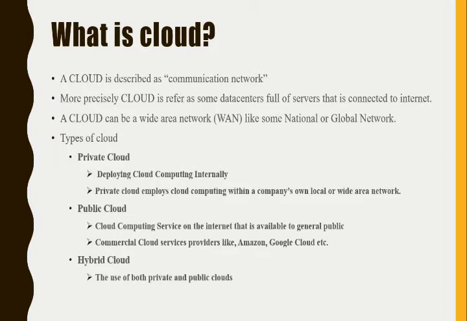The second type of cloud is public cloud. This is a cloud computing service on the internet and available to the general public. For example, millions of websites on the internet. There are many companies in the world providing public cloud services, like Amazon and Google. In this type of cloud computing, we buy a space and they provide us servers. We store our data on those servers and run our application.